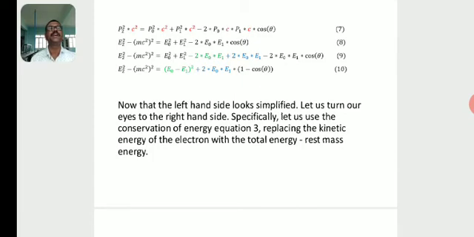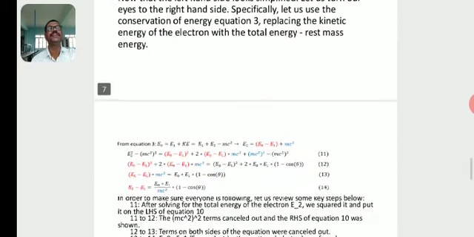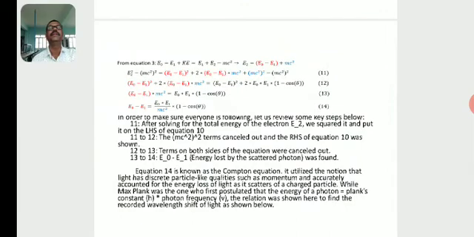Now that the left hand side looks simplified, let us turn our eyes to the right hand side. Especially, let us use the conservation of energy equation 3, replacing the kinetic energy of the electron with the total energy minus rest mass energy. Then after this simplification, we will get equation number 14: E0 − E1 = E0E1/(mc²) (1 − cos θ). In order to make sure everyone is following, let us review some key steps. Then equation 14 is known as the Compton equation.